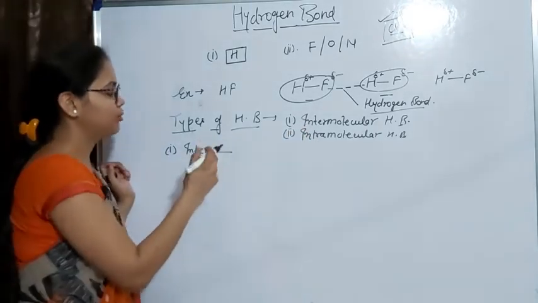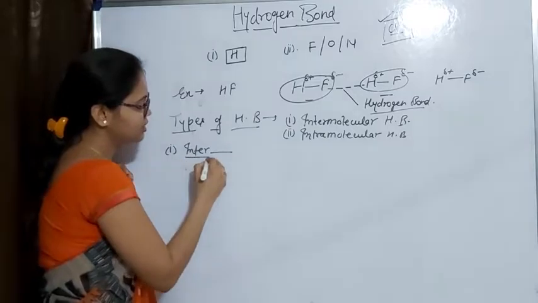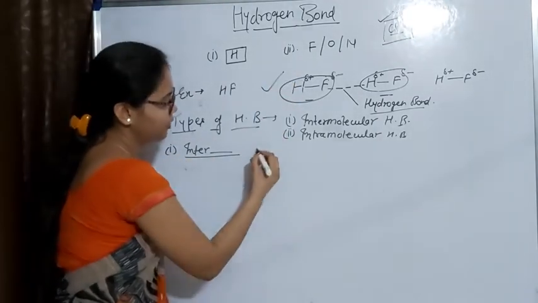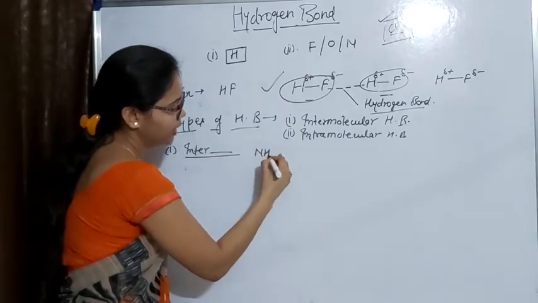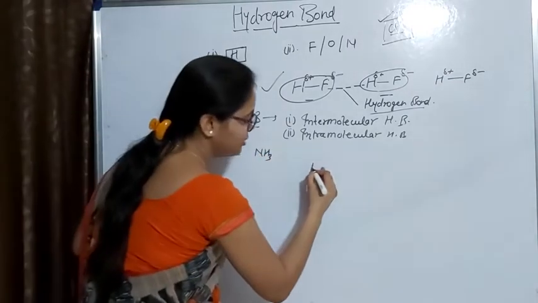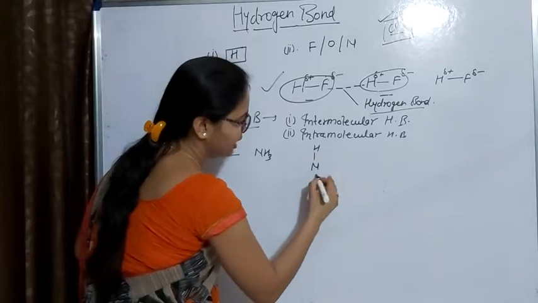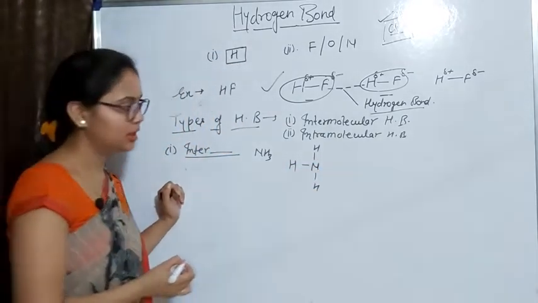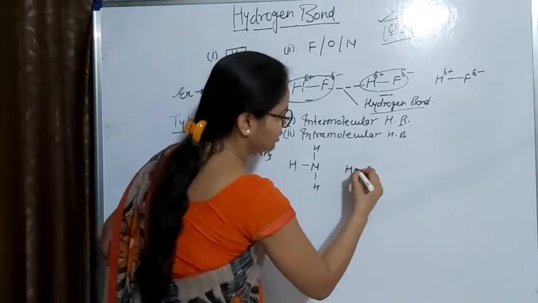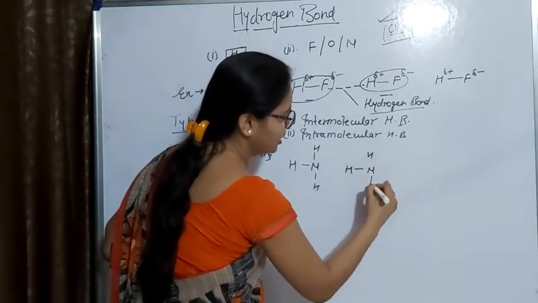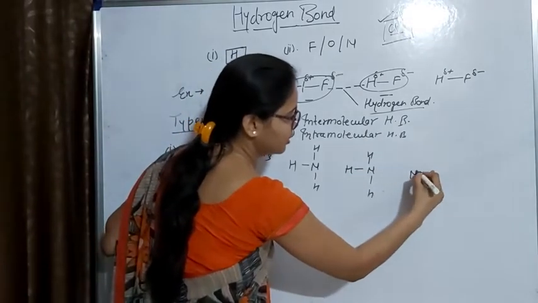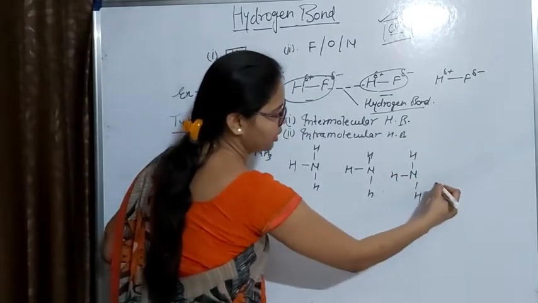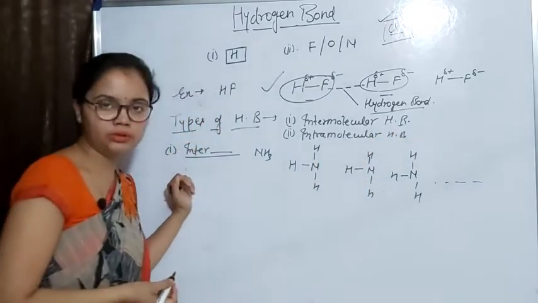Let's take intermolecular hydrogen bond. In this bond we can take some examples like HF. Now let's take one more example, NH3. In NH3 also hydrogen bond forms like this. This is one molecule of NH3, this is another molecule of NH3, and this is another molecule of NH3. You can draw some more also.